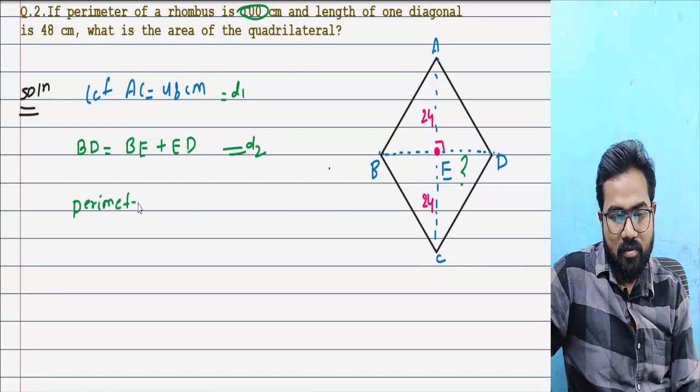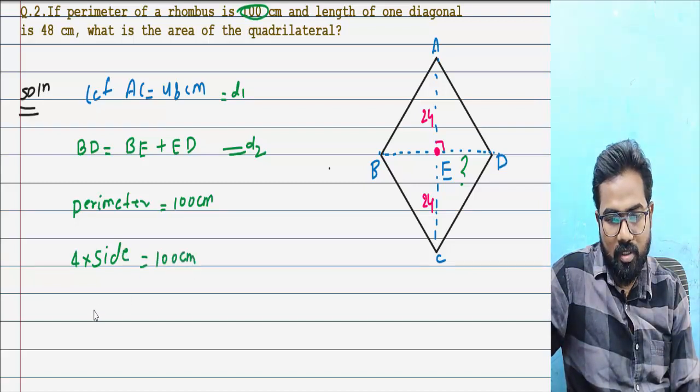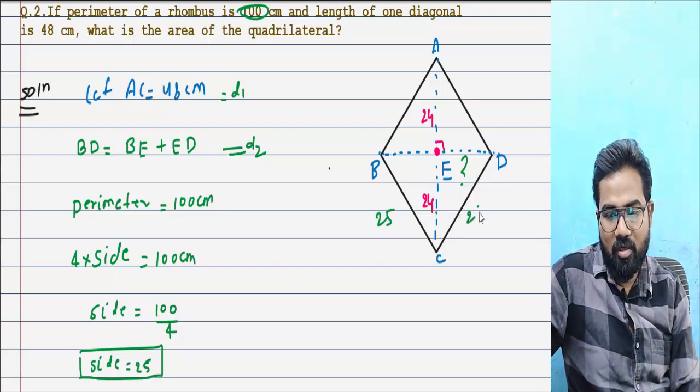Perimeter equals 100 centimeter. That means, how many sides are there? 4. 4 into side equals 100 centimeter. So what is the side of the rhombus? 100 divided by 4. Now side equals 25. That means one side equals 25. Which side? All sides equal 25 centimeter. 25, 25, 25.